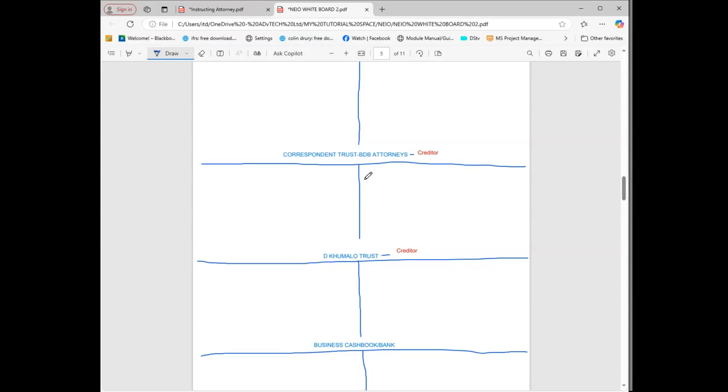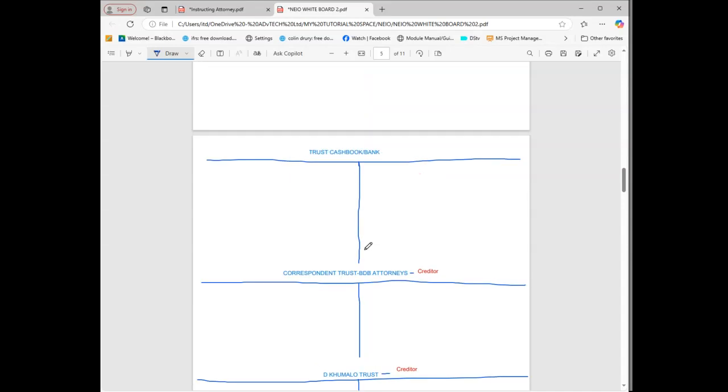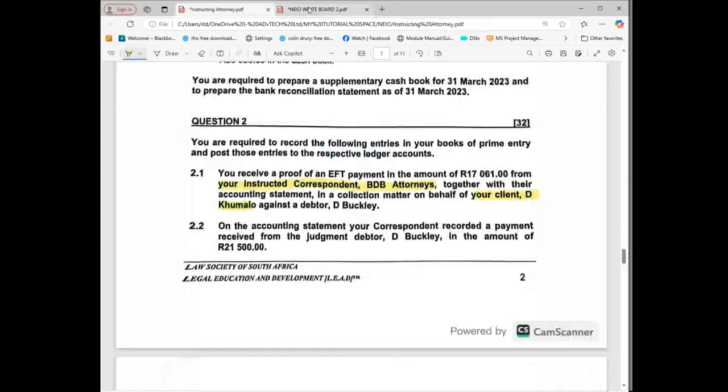That's true. Remember, let's call it. We owe the correspondent because we are the instructing attorney. In these books, we are owing the correspondent and we are owing the main client. Yes. I don't know if you understand what I mean. Yes, but that's the difference. Okay, now. I think I have an idea of what you mean, but I'm sure once we do the example, it'll become clearer.